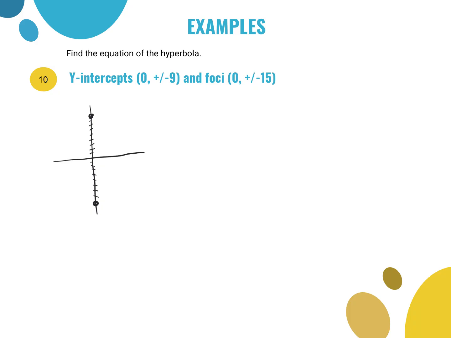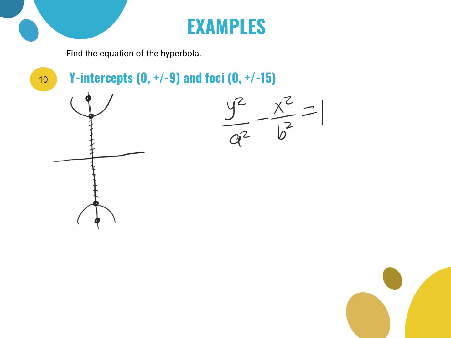And I have foci at plus minus 15. I don't really want to count to 15. It's going to be somewhere right there and then somewhere right there. So I know for sure it's going to look something like that. So I know it's going to be an up-down hyperbola, and that means it's going to be y squared first. So y squared over a squared minus x squared over b squared equals 1.